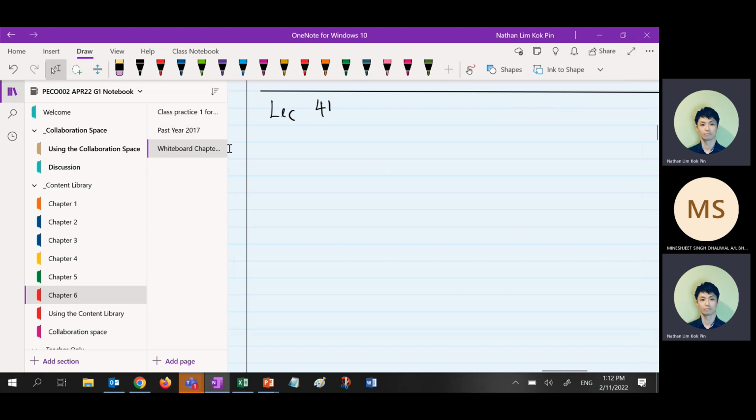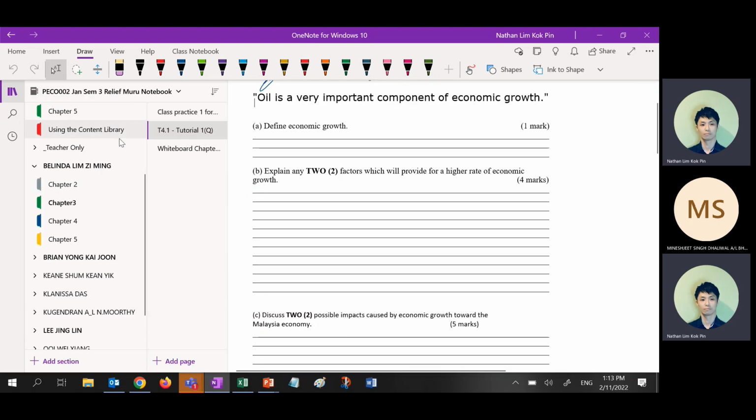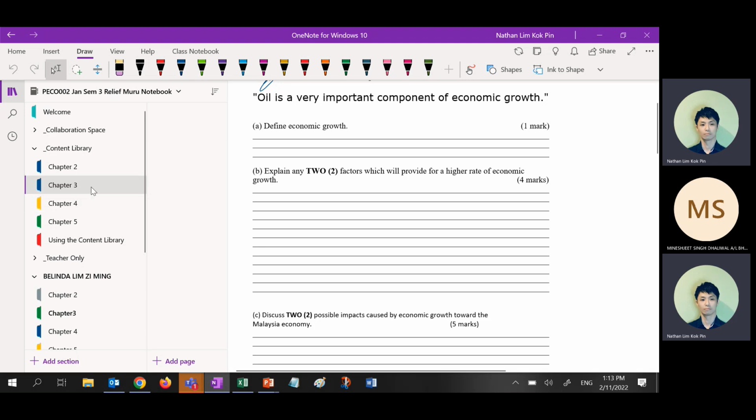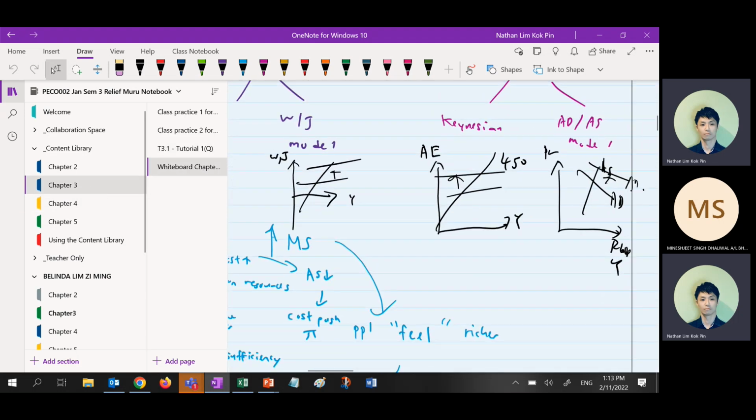So there are a few essential diagrams in macro that you need to know. Regardless of the situation, chances are you are going to use these three diagrams. These are the three diagrams that you can draw.